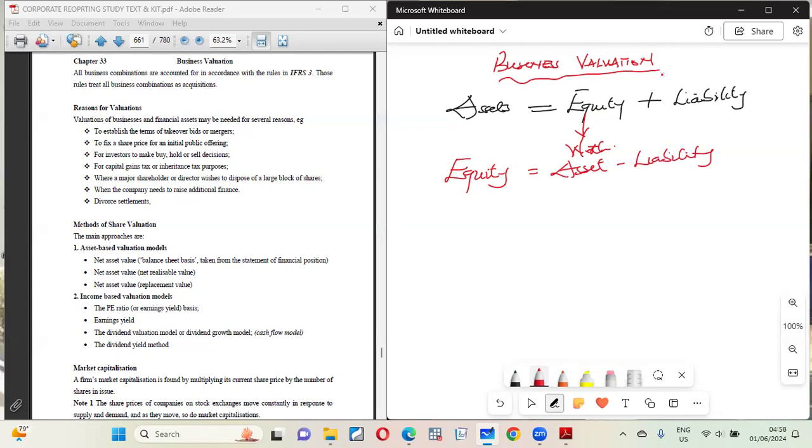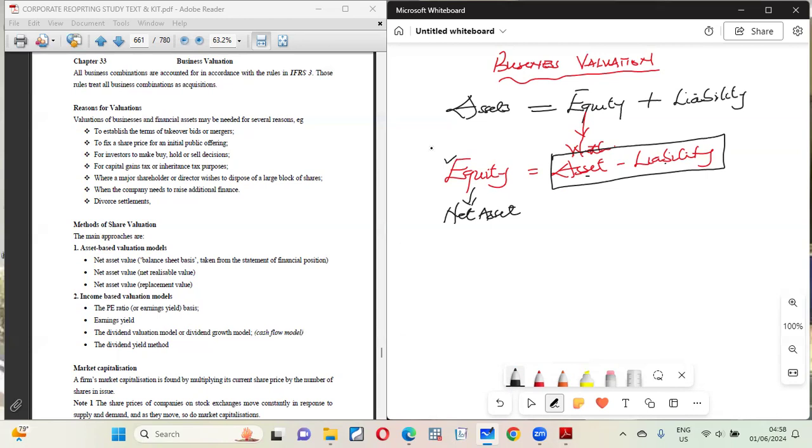Now, there are other names to equity that you might maybe not be familiar with. Another name for equity, from this equation that you see, is actually called net assets. Net assets. Because if I have an asset and I deduct my liability, the net of the asset over the liability is therefore what we call what? The equity. So that is it.